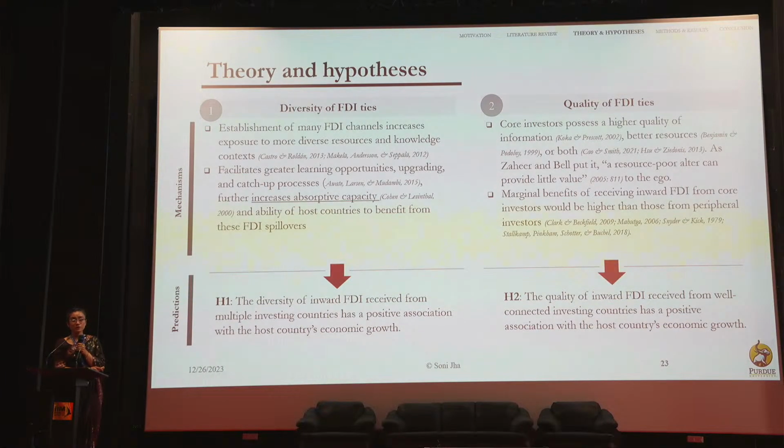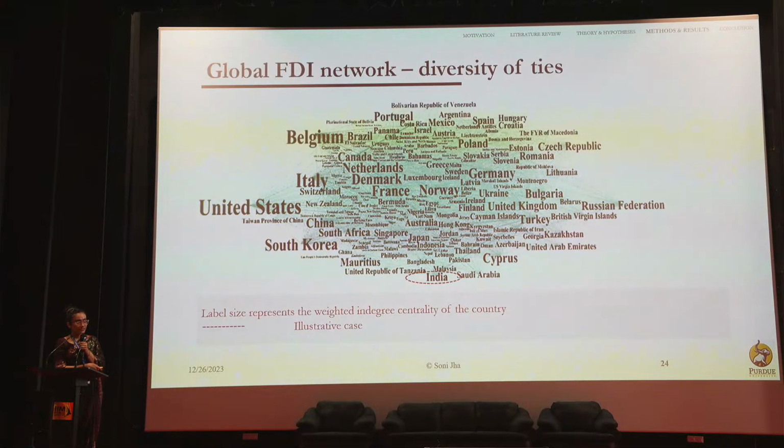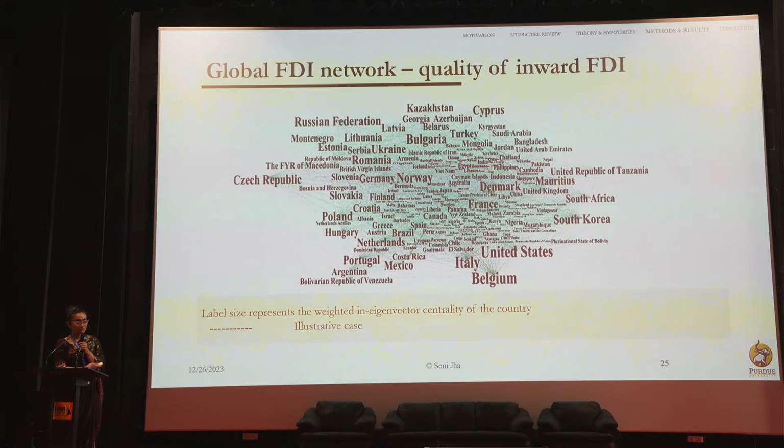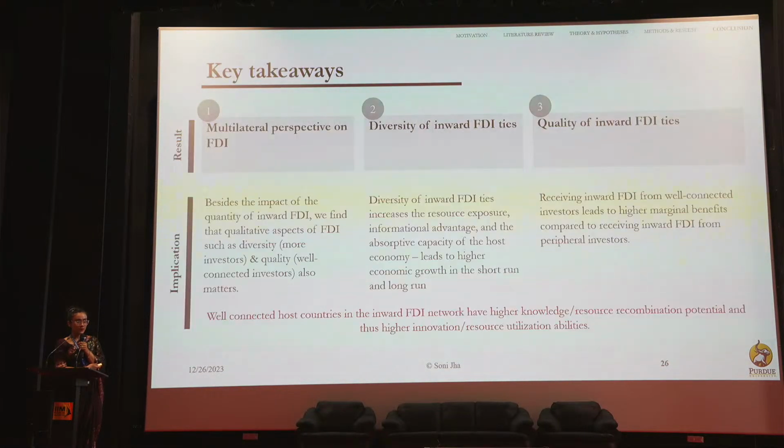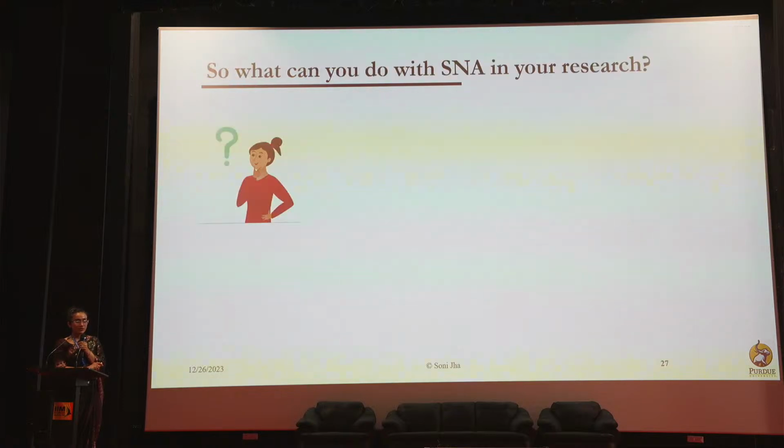And so we are basically trying to say that this resolution of debate also comes from the analysis you use, and the practical implication of which is that countries should focus on multiple investors instead of relying on only one or two big investors, and countries should prioritize well-connected investors over less connected investors. So that's it. These are some examples of network visualization from the paper. But now I would like to take any questions you might have.